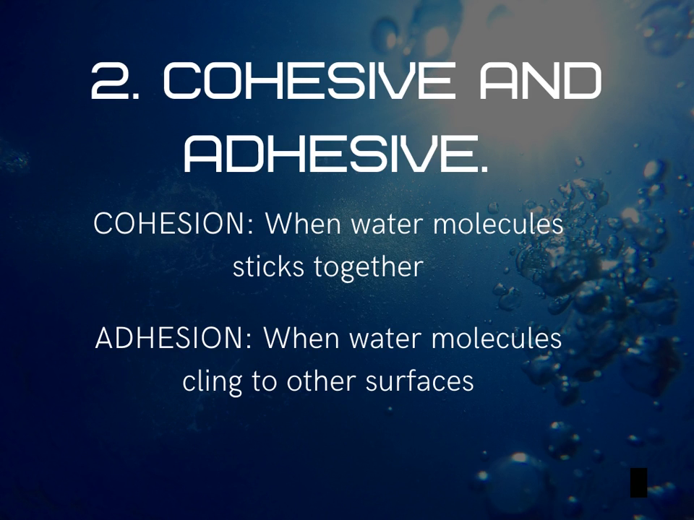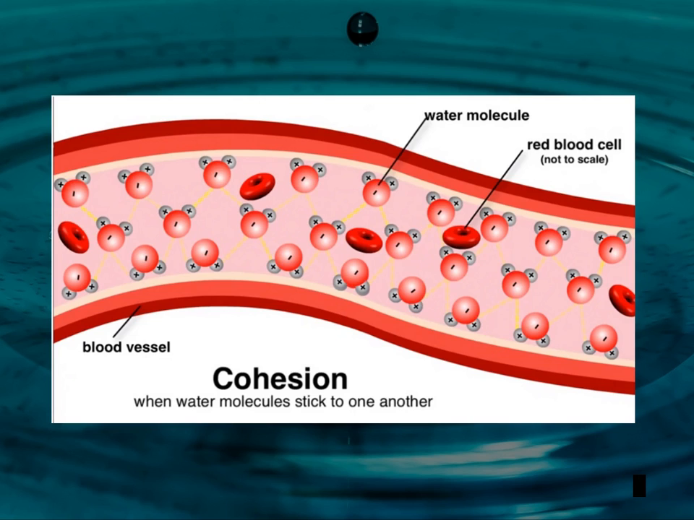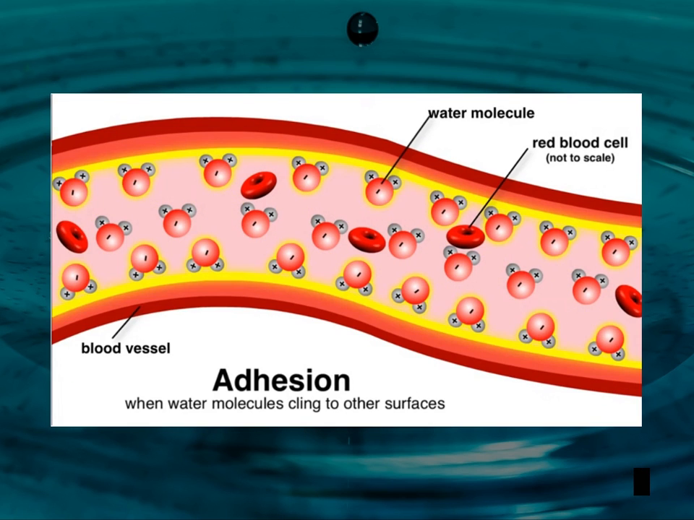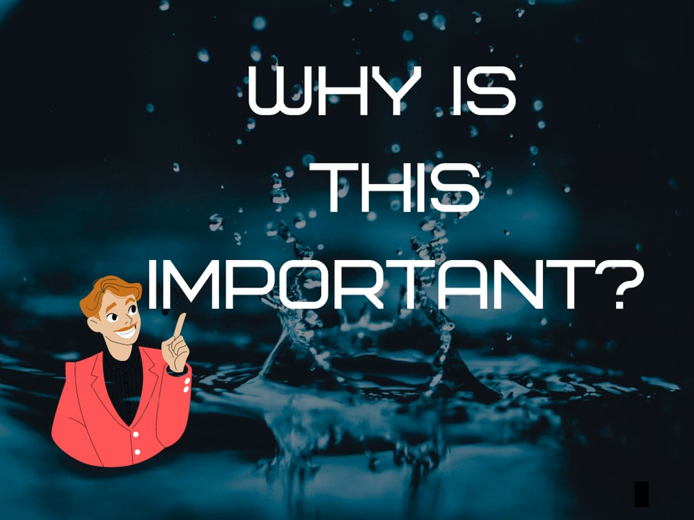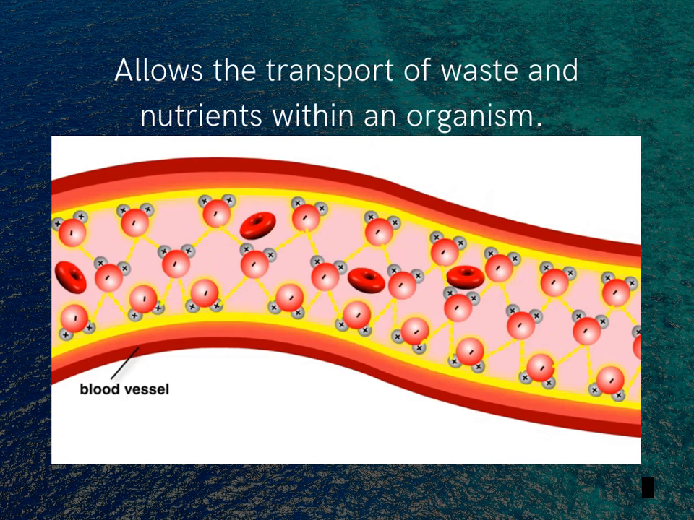Water molecules are also cohesive and adhesive. The hydrogen bonds of water cause water molecules to stick together. It is a property known as cohesion. Polar bonds also give molecules an adhesive property, or the ability to cling to other polar surfaces. Why is this so important? Water fills the internal transport system of plants and animals. Because of these cohesive and adhesive properties, water allows the transport of waste and nutrients within an organism.